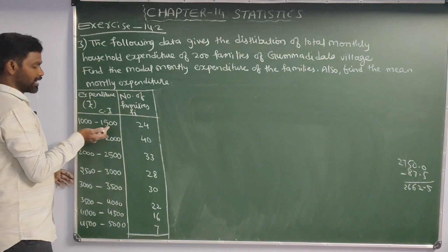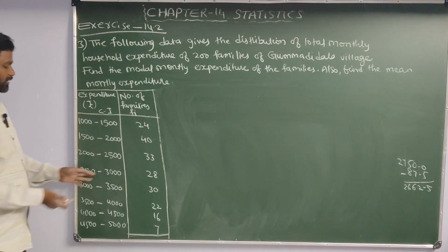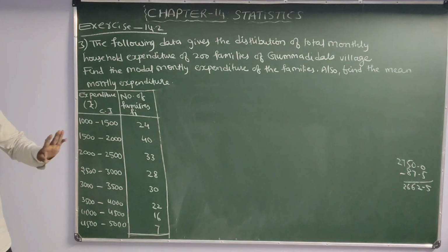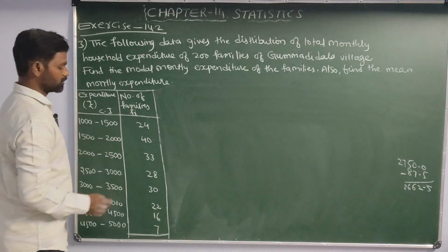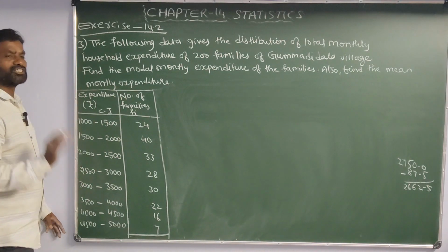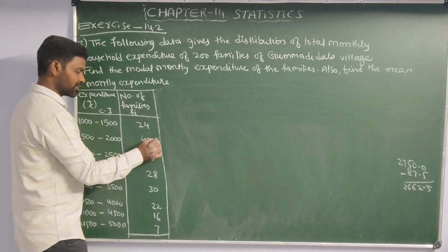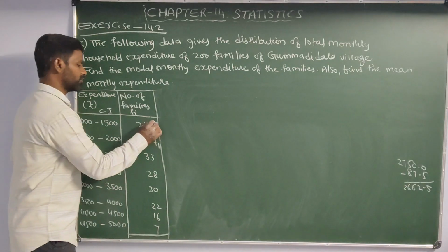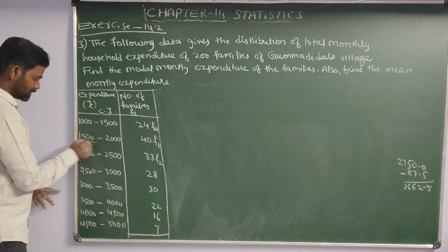So, look here, the class intervals 1500, 2000, 2000, 2500, 2500, 3000, 3000, 3500, 3500. So, these class intervals are exclusive class intervals. If the class intervals are exclusive, we have to check the highest frequency. So what is the highest frequency here? The highest frequency is 40. Consider this as F1. Above that one is F0. Below that one is F2. Okay. So here this is L.